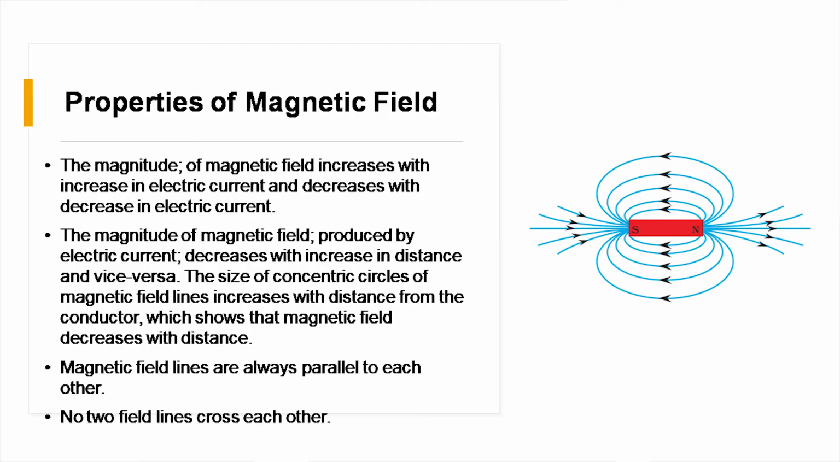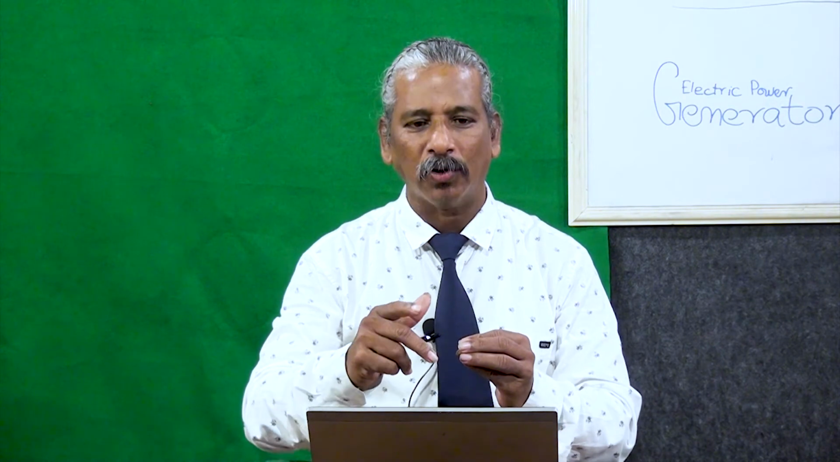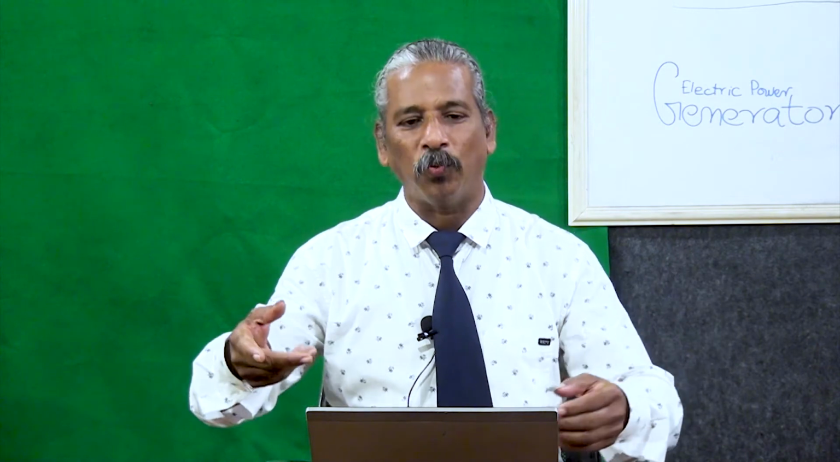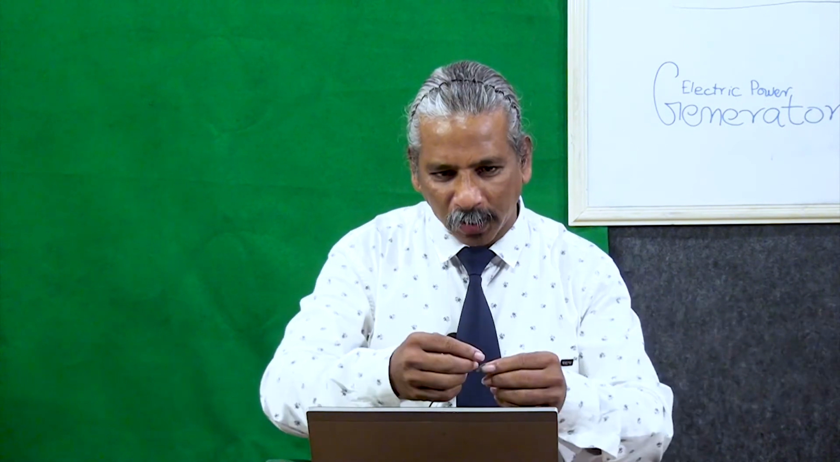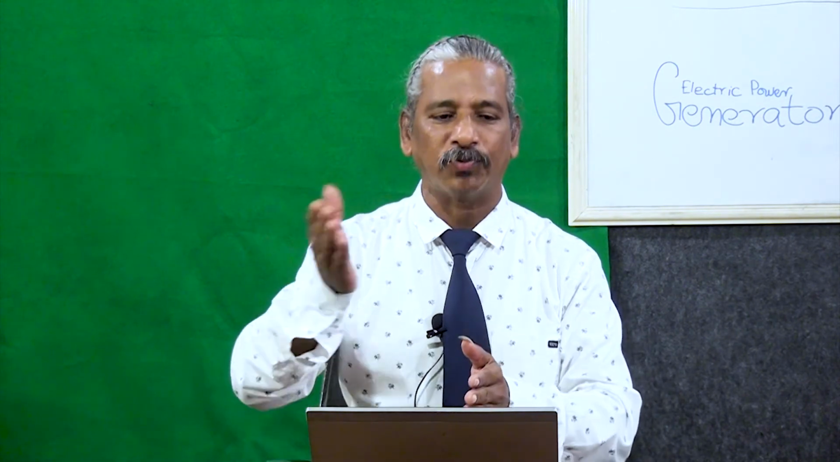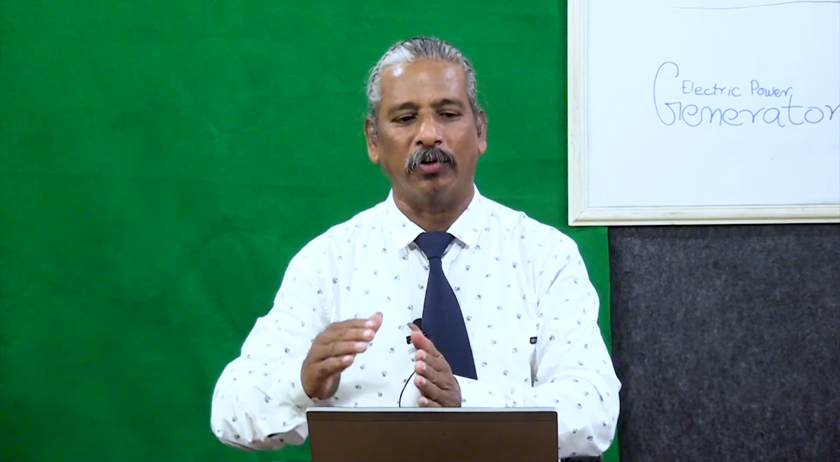We'll see some of the properties of magnetic field. The magnitude of magnetic field increases with increase in electric current. That means when we increase the supply of current, the magnetic field also increases, and it decreases when you decrease the supply of electric current. The magnitude of magnetic field produced by electric current decreases with increase in distance. As you take away, the field becomes weaker and weaker. So distance is an important factor, and when you come closer, it increases.